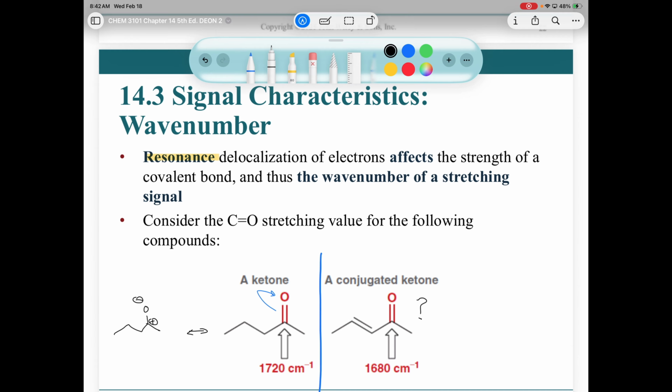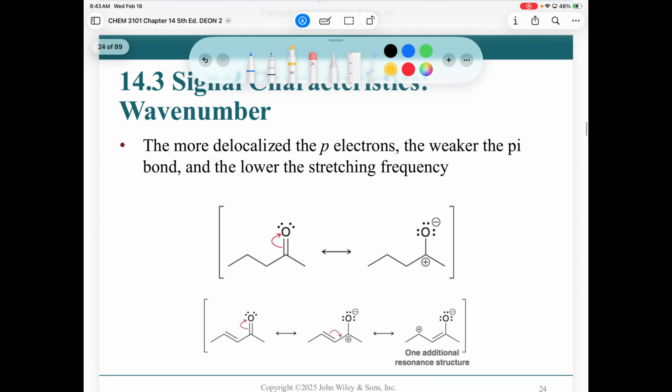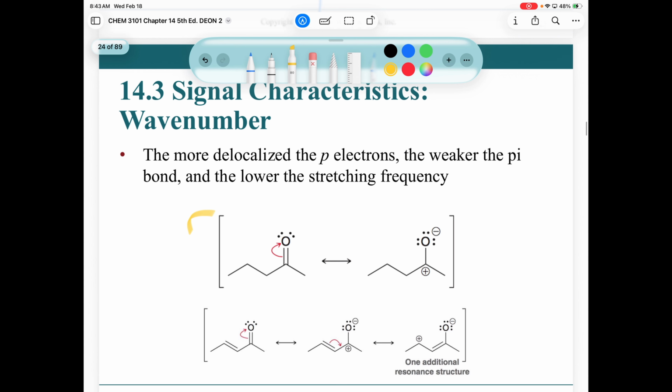There's two more. There's going to be one that has the positive charge on this carbon, and then there's going to be one that has the positive charge over here. Check it out. Here are the resonance forms. This is the one that I drew on the previous slide, and this is the one I asked you about. I said there's a positive charge on this carbon, and there's a positive charge on this carbon.